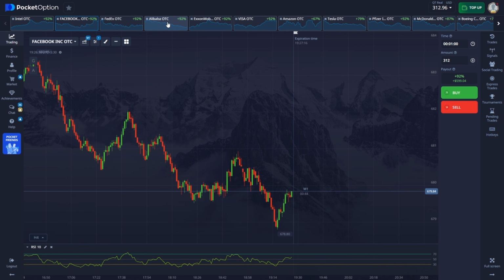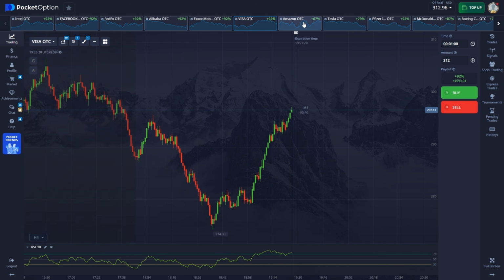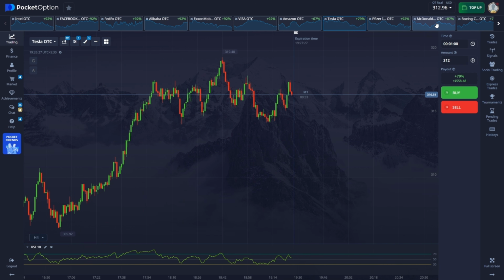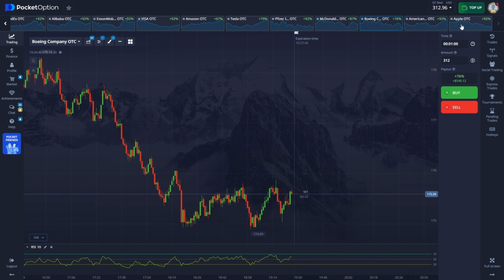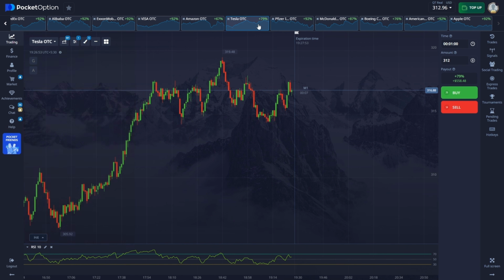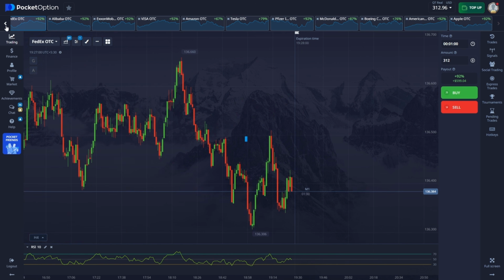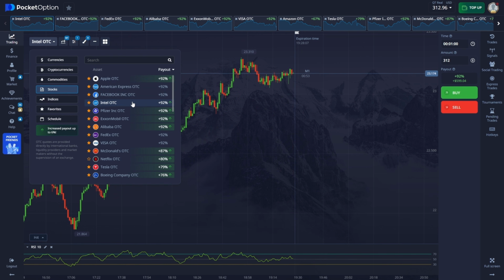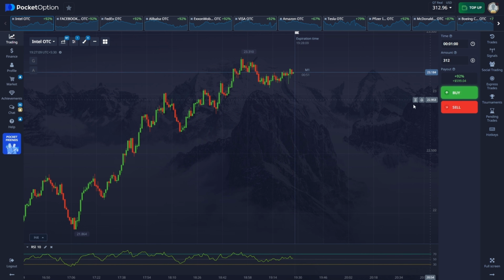On Facebook, we missed the trade. On Intel OTC, we have a trade for the upside move. And there was also a good support level. However, you will see the previous red candle closed at the RSI level 50. That's why I took this trade for the upside move.